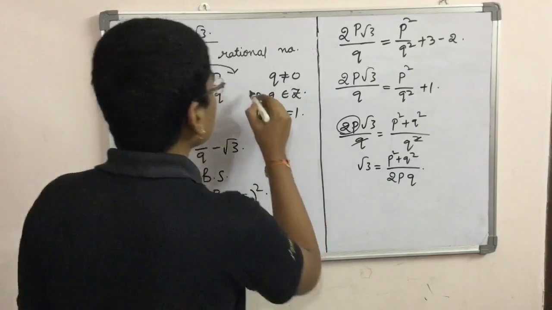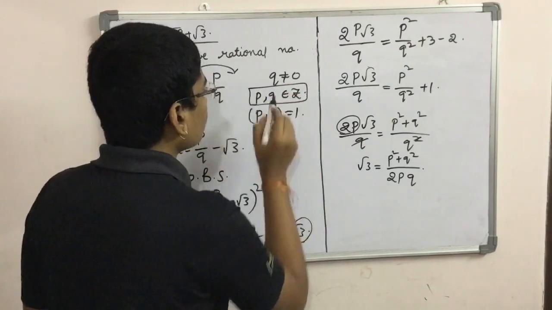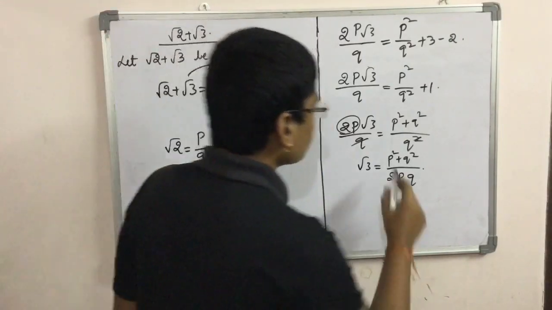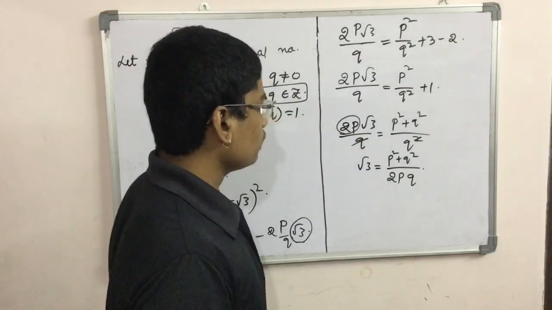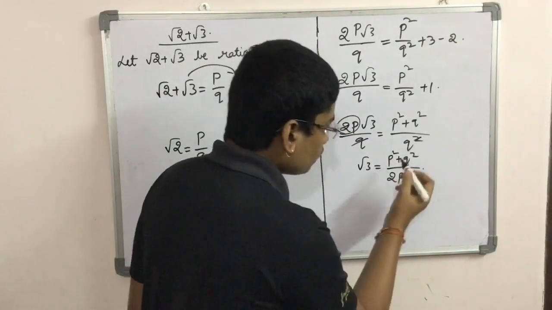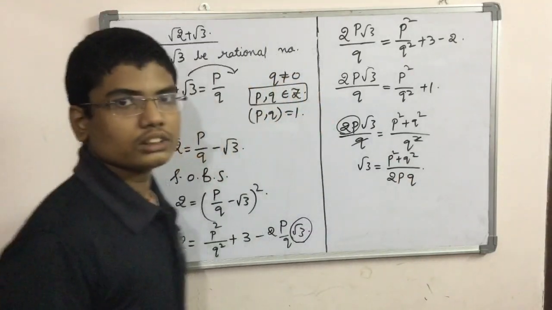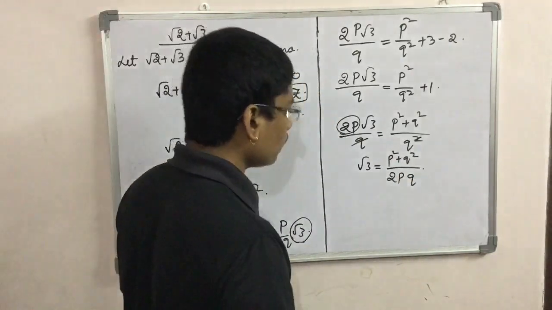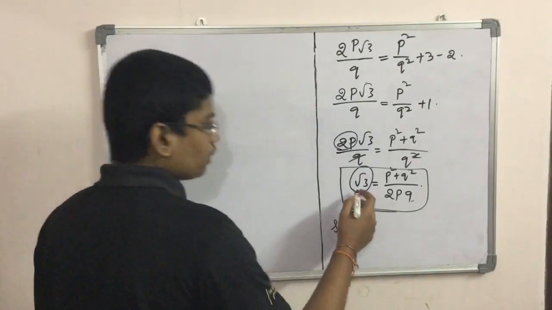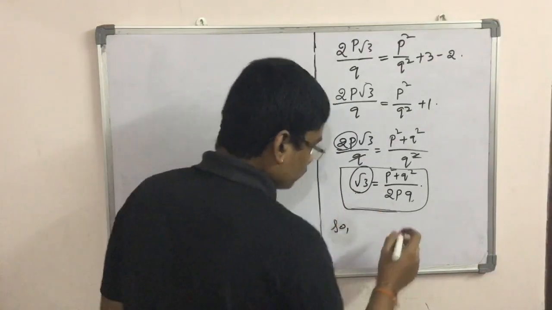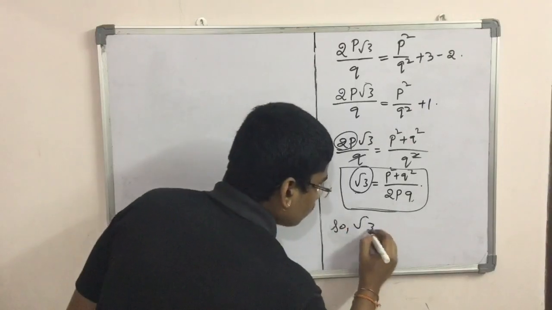Now according to our assumed condition, both p and q must be integers, so p² + q² will also be an integer, and 2pq will also be an integer. So an integer by integer is satisfying the condition that the number must be rational, but we can contradict that root 3 is not rational, and we can say that root 3 is irrational.